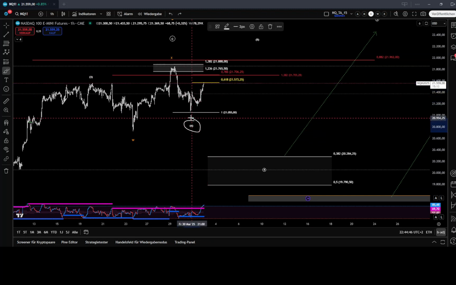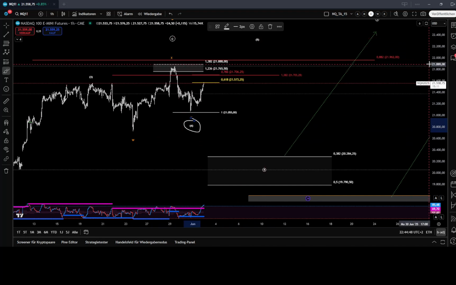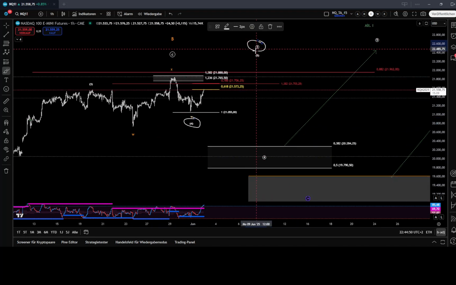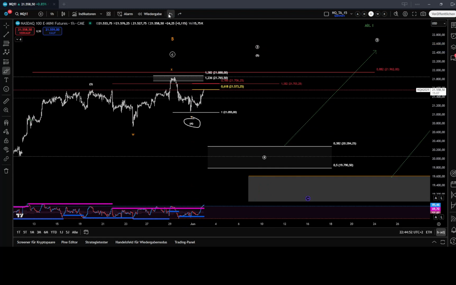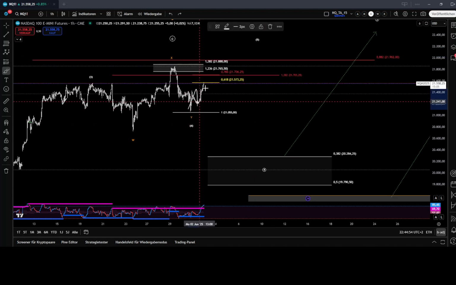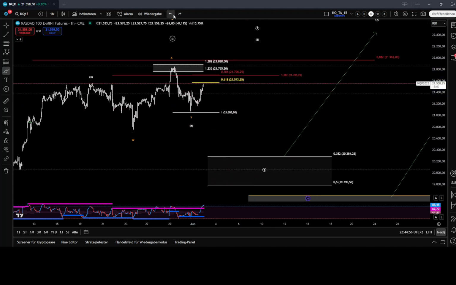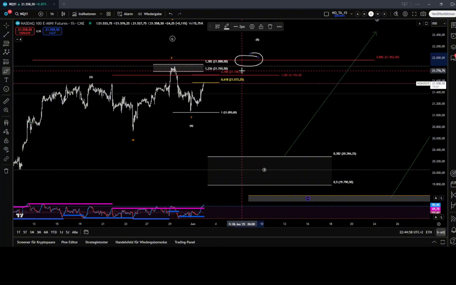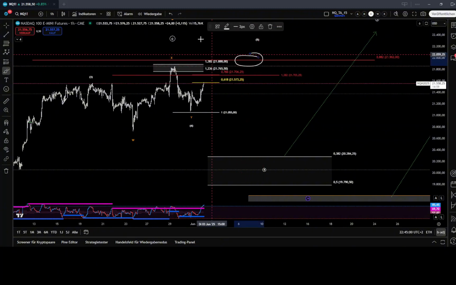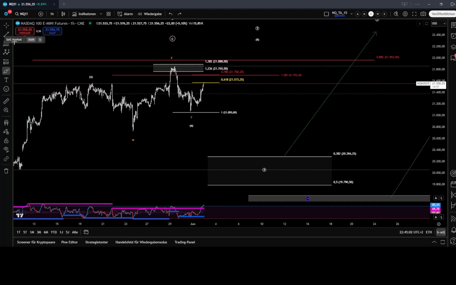And if this is the 4 here of our circle wave 3 to the upside, this move to the upside needs to push higher, okay? It needs really to push higher, and that eventually should take the 88.2 at 21,962. I can put up some FIB extensions here on my chart so that we can see where our journey will lead us.